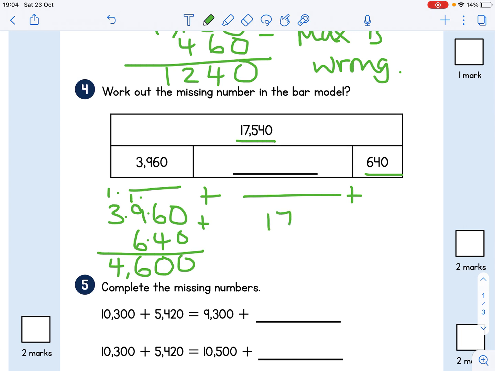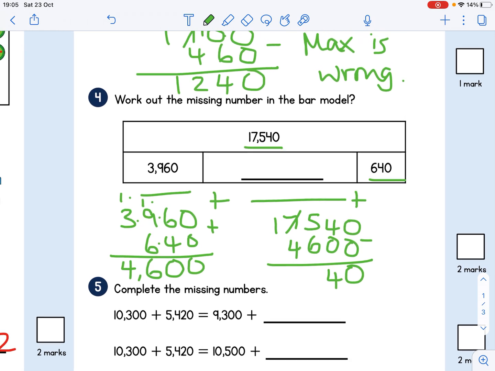I'm now going to do 17,540. Take away 4,600 to see how much more I need to make it up to 17,540. 0 take away 0 is 0. 4 take away 0 is 4. 5 take away 6 we can't do on the column method, so I'm going to take from here so it becomes 6.